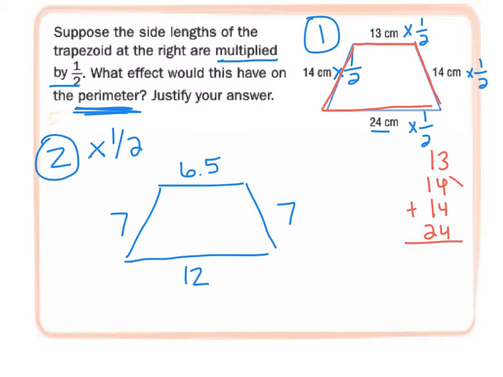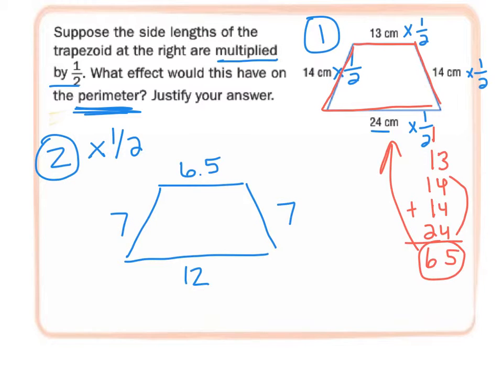I have 3 4s here. I know that 3 times 4 is 12. So 12 plus 3 would be 12, 13, 14, 15. Carry my 1. 1, 2, 3, 4, 5, 6. 65 is my perimeter. Okay, so that's for this trapezoid, my first one.